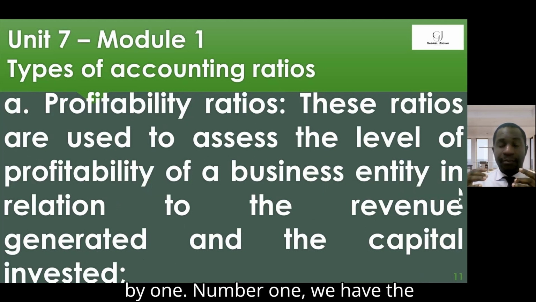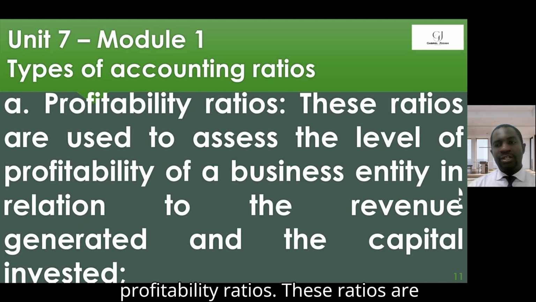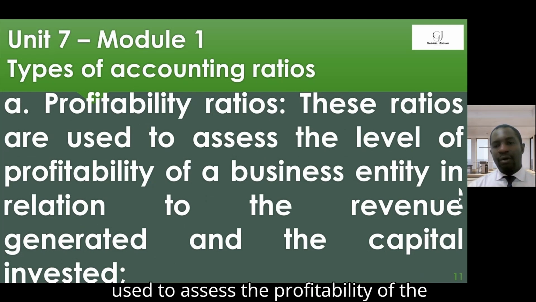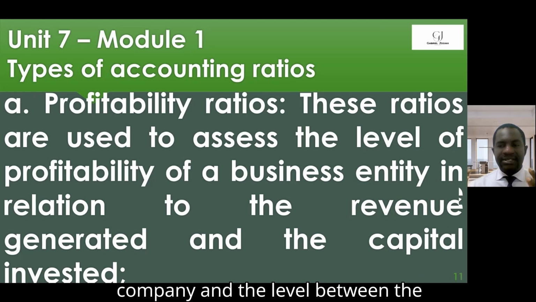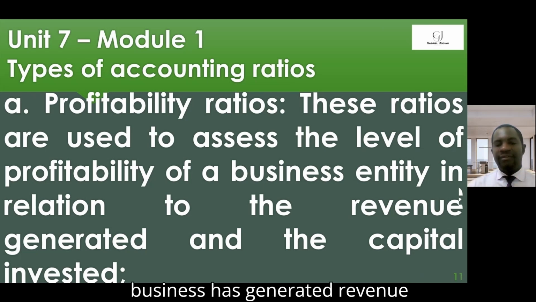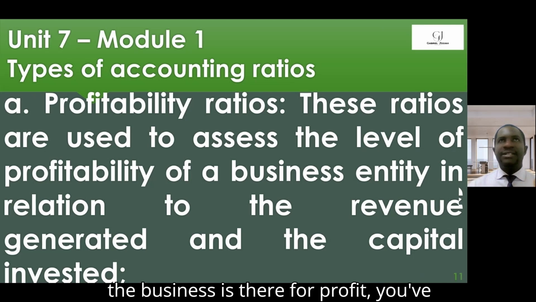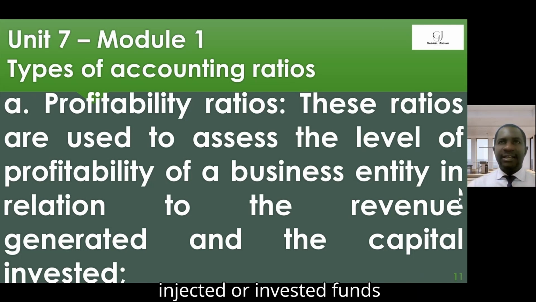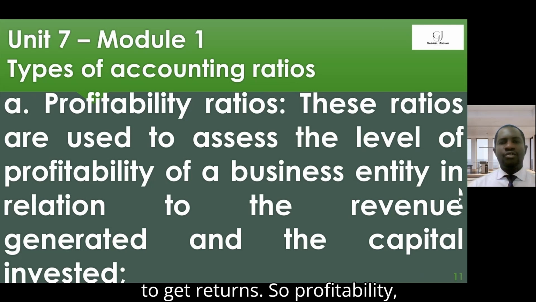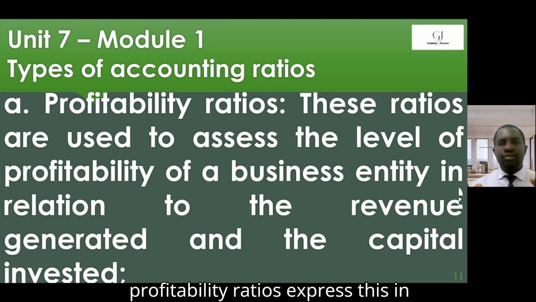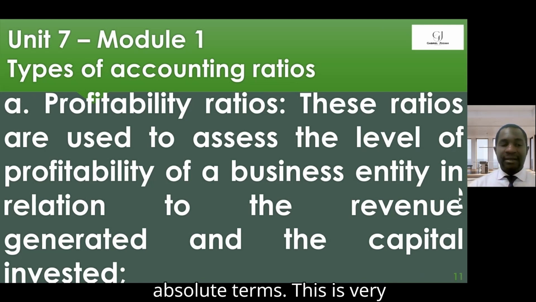Number 1, we have the profitability ratios. These ratios are used to assess the profitability of the company and the level to which the business has generated revenue to offset the capital employed. The business is there for profit. You've invested funds to get returns. So profitability ratios express this in absolute terms.